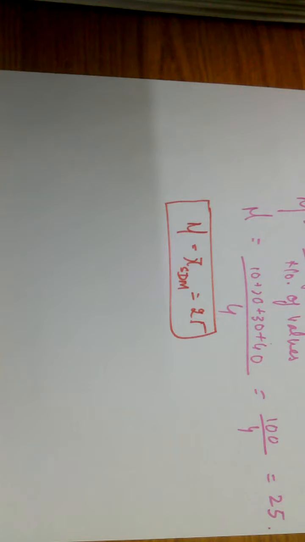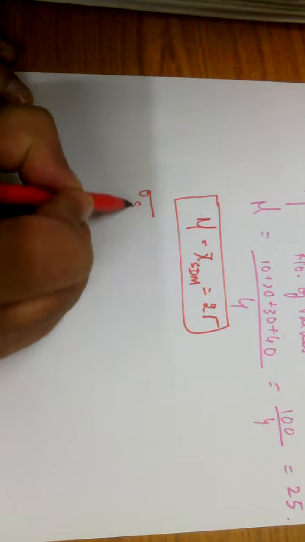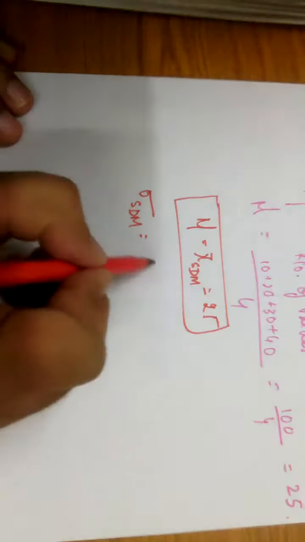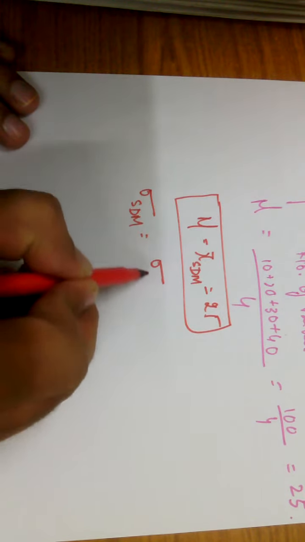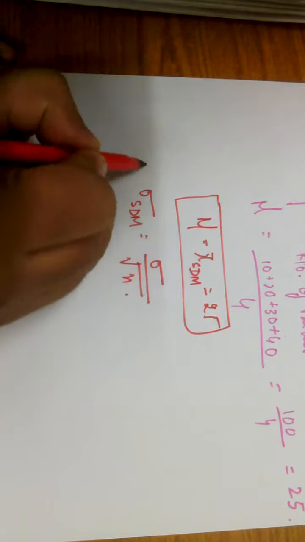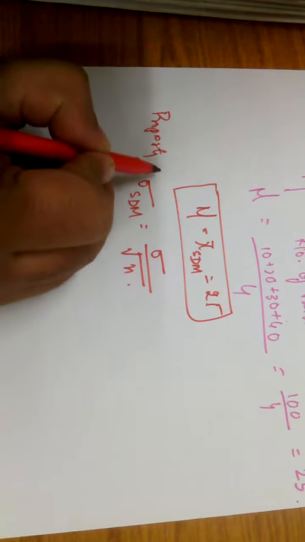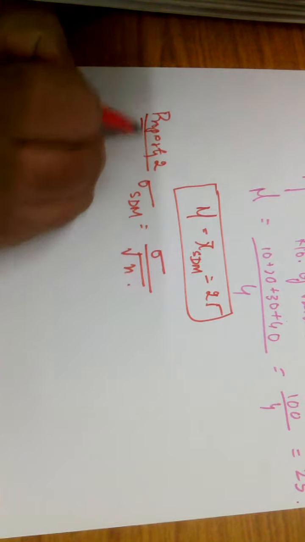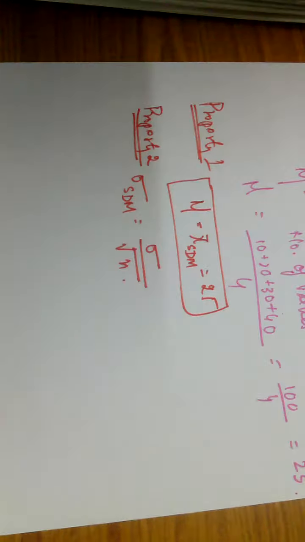Now we can also prove that the standard deviation of the sampling distribution of mean is equal to sigma, the standard deviation of the population, divided by under root of n. So let us prove this property. This is the second property. In the previous lecture I explained the different properties. This is the second property, and this is the first property, which we have already proved. So let us now prove the second property.